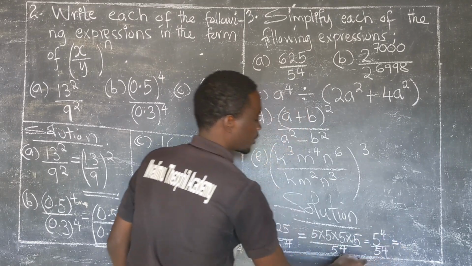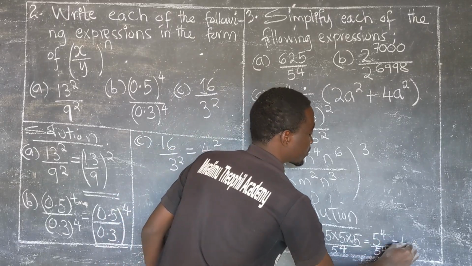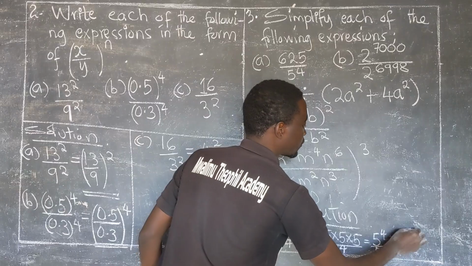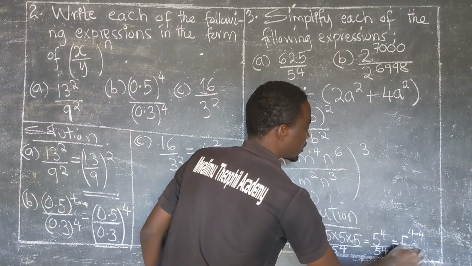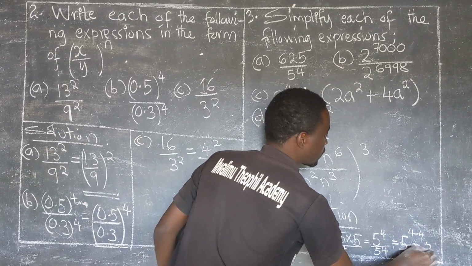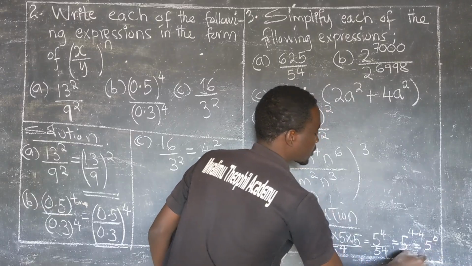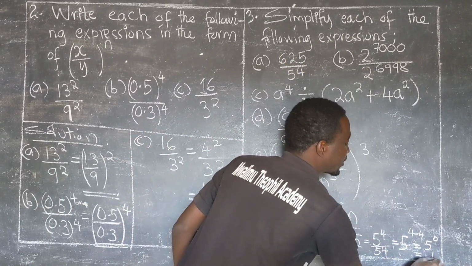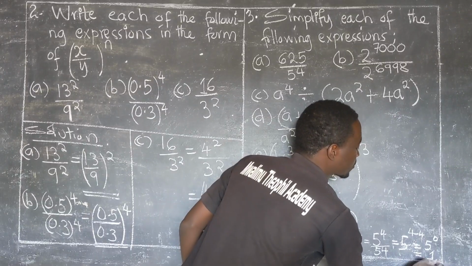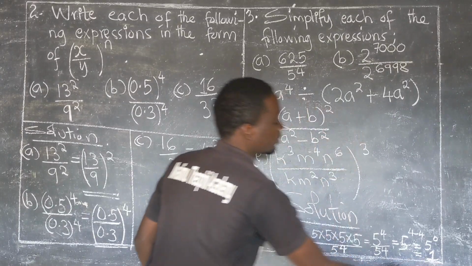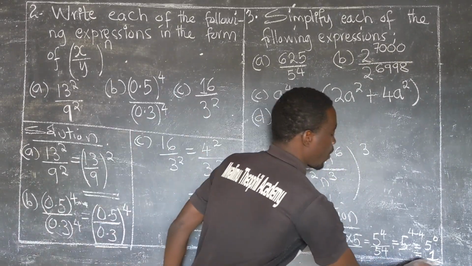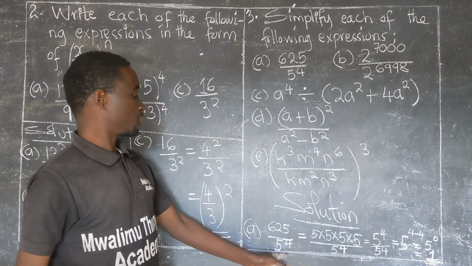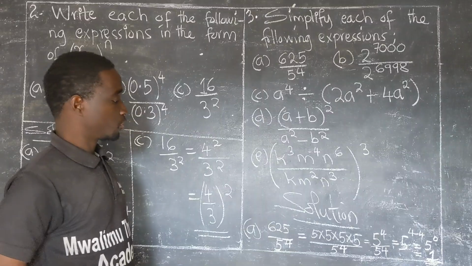Here we have the same base, so we take one base and subtract the exponents, 4 minus 4. It will be equal to 5 raised to 0. But remember, any value raised to 0 is equal to 1. So the answer here is 1. Meaning that 625 divided by 5 raised to 4 is equal to 1.